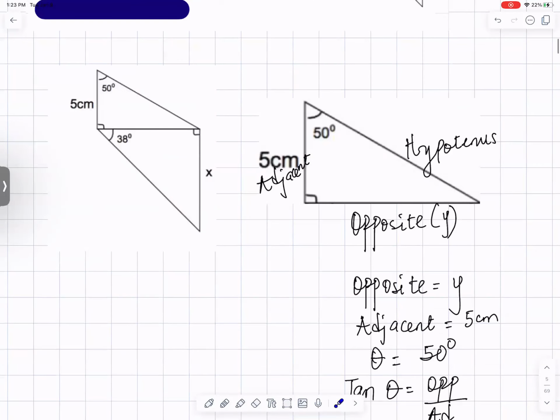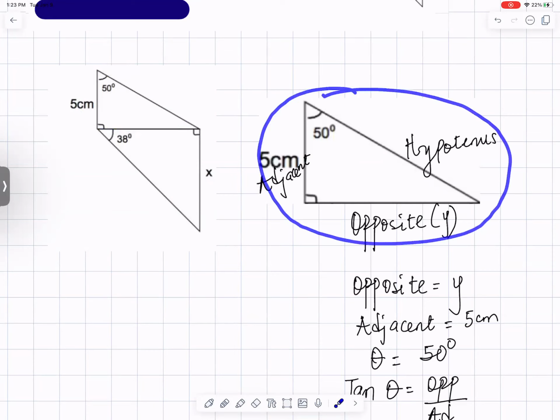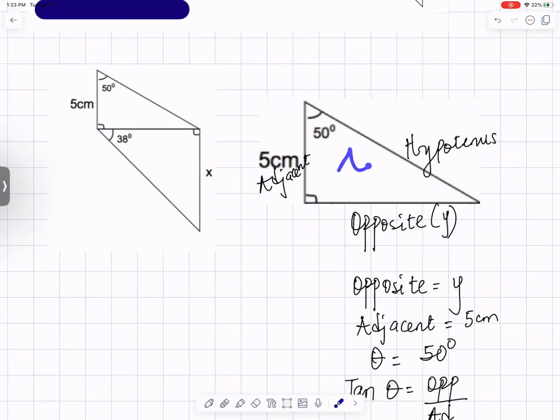I brought the triangle down here. I've decided to separate it into two parts. This is the first part of the triangle, and I'm going to label it as triangle A. In triangle A, if you look clearly, we have our angle theta marked as 50 degrees.